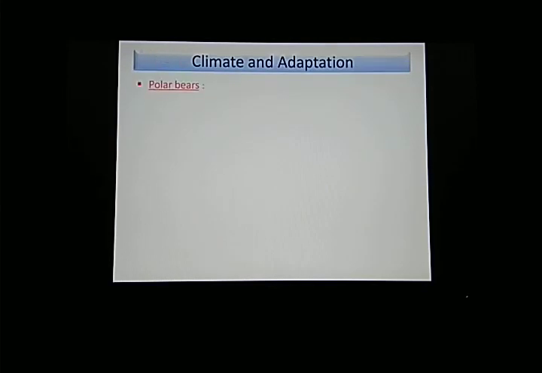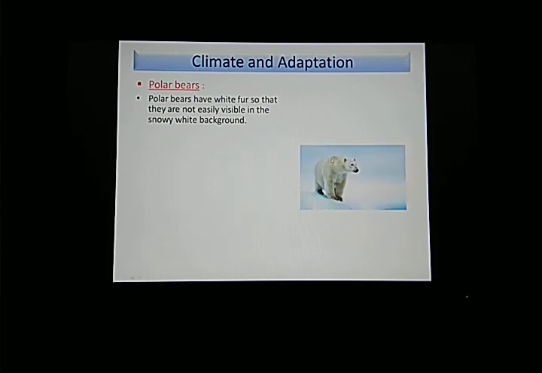Now the first animal that we'll be discussing is the polar bear. So how do polar bears adapt themselves to this extreme, hostile climatic condition? Let us see. Polar bears have white fur, so they are not easily visible in the snowy white background. If you see a polar bear, they are completely white in color. So they easily merge with the white snowy background, and they are not clearly visible if they are far away.